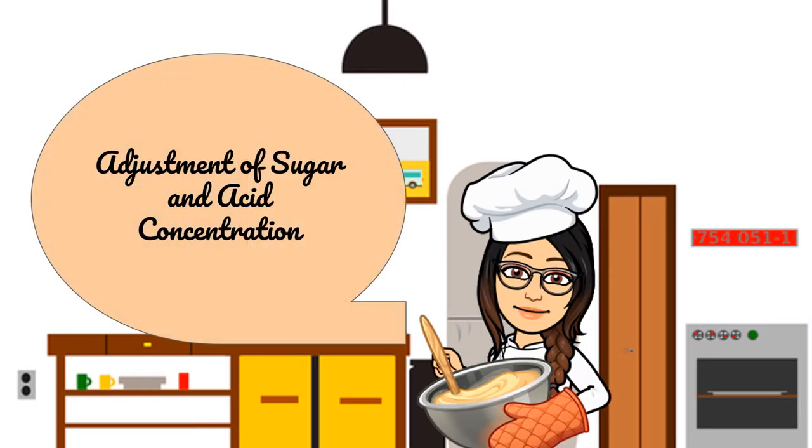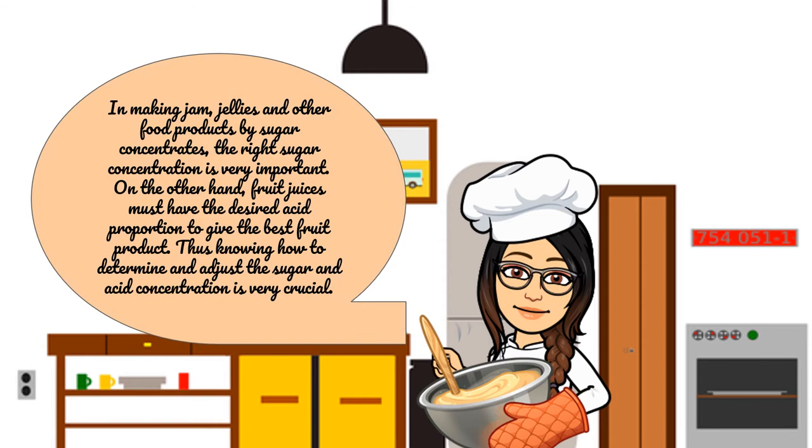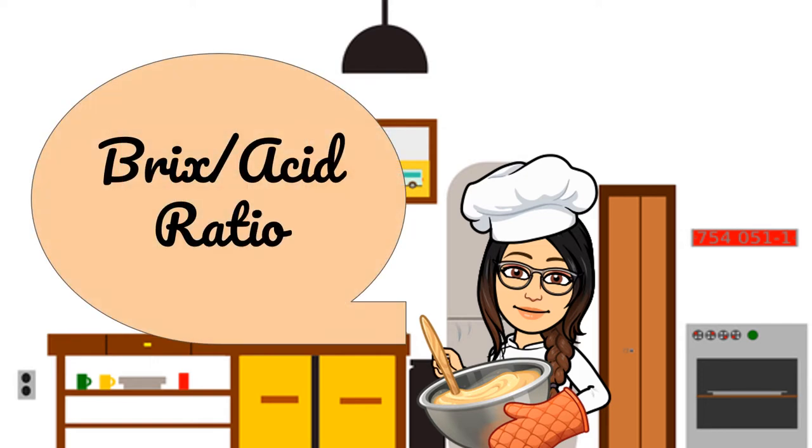Adjustment of sugar and acid concentration. In making jams, jellies, and other food products by sugar concentrates, the right sugar concentration is very important. On the other hand, fruit juices must have the desired acid proportion to give the best fruit product. Thus, knowing how to determine and adjust the sugar and acid concentration is very crucial. Brix acid ratio.